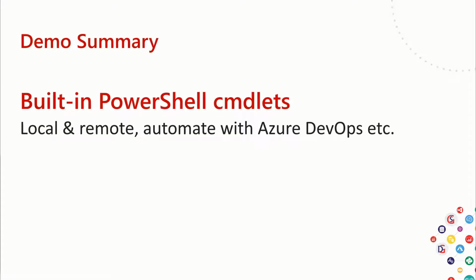So that was our first demo, where we just had a quick look at PowerShell, and just what it can do to help make our lives a little bit easier when it comes to managing the Windows Firewall. So let's have a brief summary of the demo before we move on to the next section. Okay, so what we looked at here is how to use the built-in PowerShell cmdlets to allow us to do things locally, and using the CIM session we can do it remotely as well.